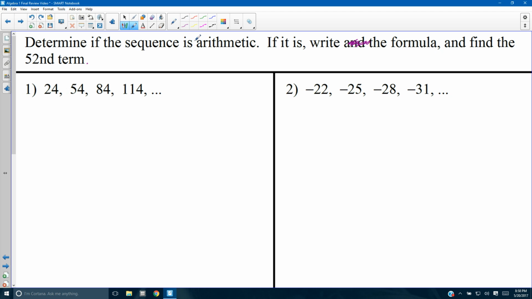If it's arithmetic, that's all they're asking. If it's not arithmetic, guess what? They're not asking us to write anything. And guess what? Neither will I. I'm not going to do it if it's not, because I assume when we get into the geometric stuff, we'll go on from there.